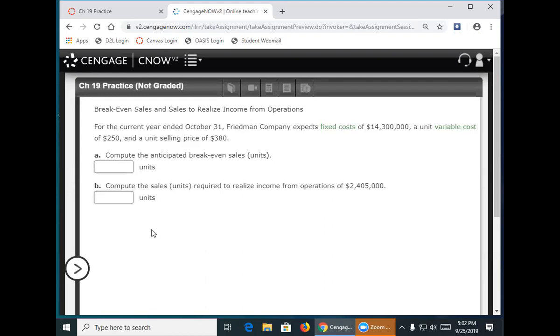Well, again, we just have to calculate contribution margin per unit. So sales of $380 per unit minus variable cost of $250. So my contribution margin would be sell price of $380 minus variable cost of $250. So $130, right? All I have to do then is take my $14,300,000 divided by $130. Do it. Right? When you just have a formula to plug in, it's not too bad.